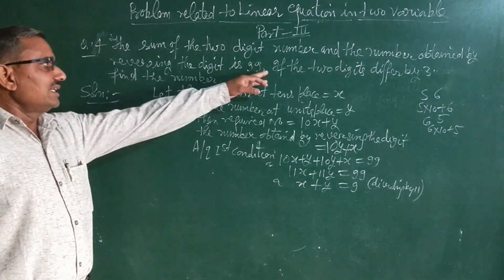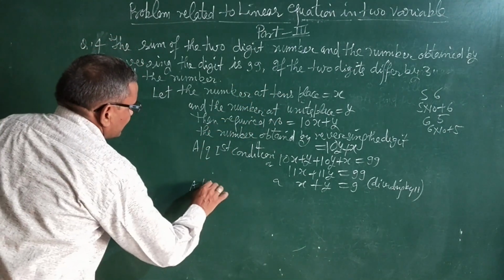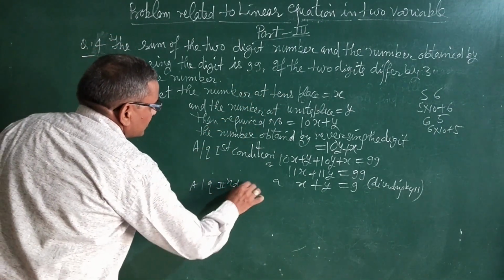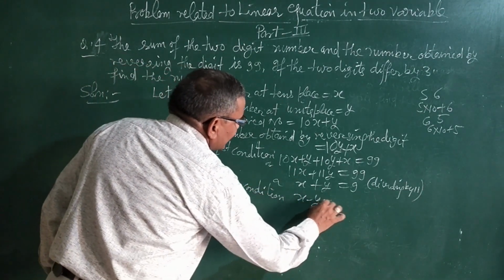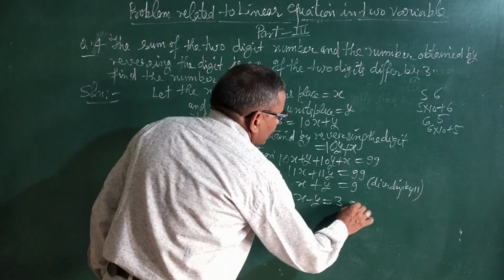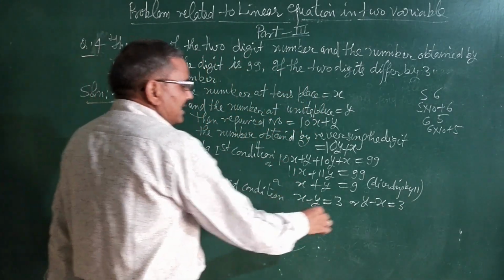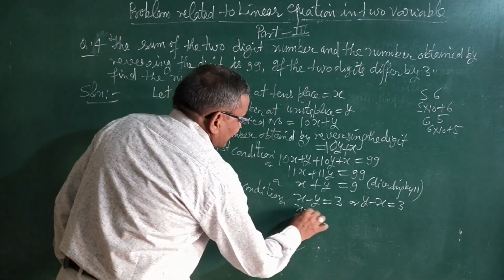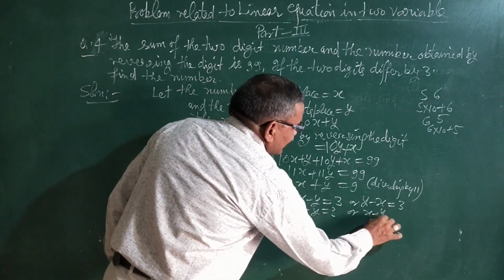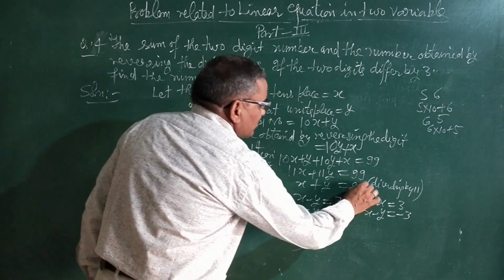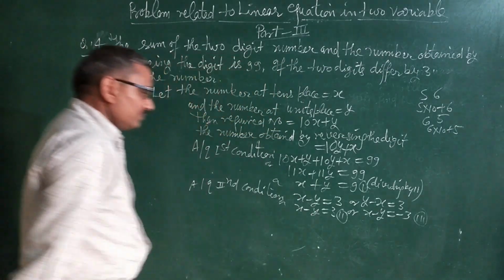Now the next condition is if the digits differ by 3. According to the question, second condition, x minus y is equal to 3 or y minus x is equal to 3, or we can say x minus y is equal to 3 or x minus y is equal to minus 3. Now this equation was first, this one was second, and this is third.